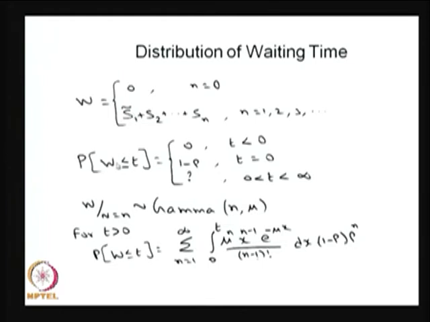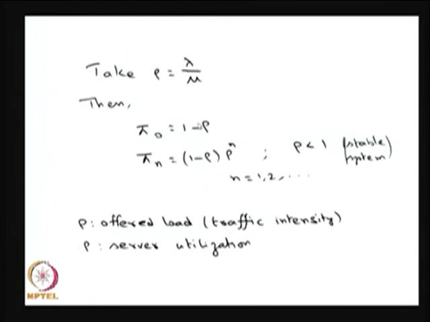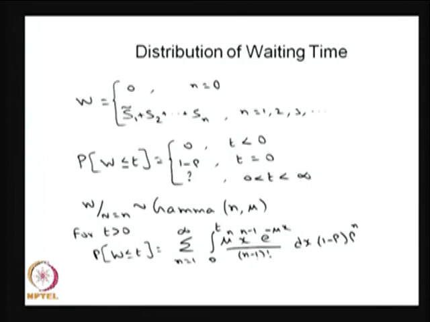So, let me try to find the CDF of this random variable. The CDF is going to be 0 until 0. At 0 it has the CDF 1 minus rho, because when the waiting time is 0, that is equivalent to no one in the system. So, in the long run no one in the system has probability pi naught, and pi naught is 1 minus rho. The system is empty in the long run with probability 1 minus rho. Therefore, the CDF at 0 is 1 minus rho, that is pi naught. Between the interval 0 to infinity, we have to find the distribution of W.